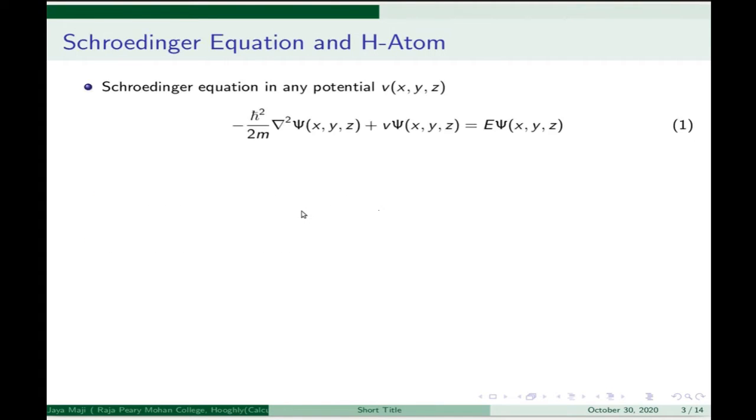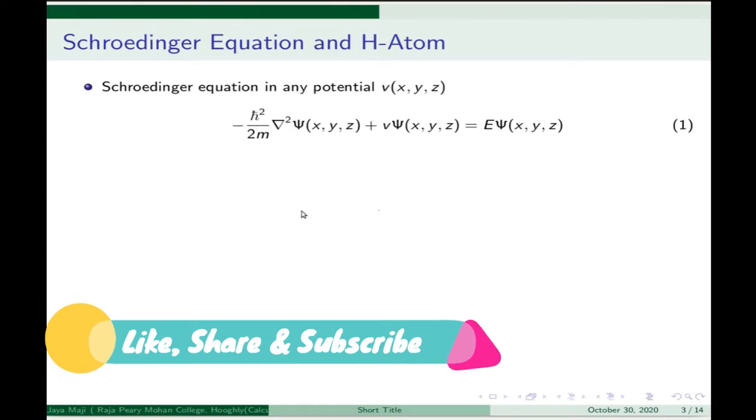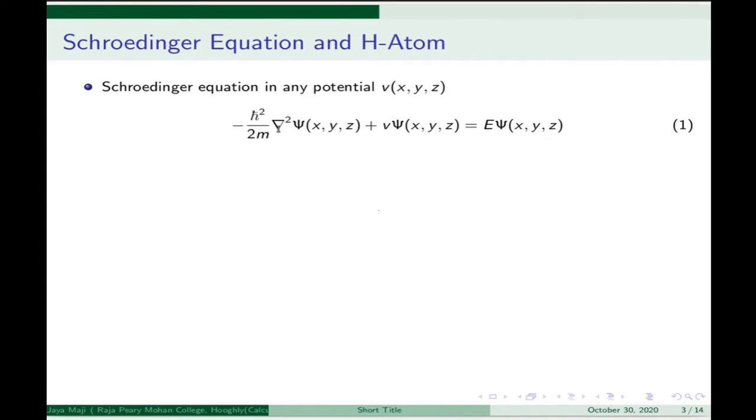Quantum mechanical study of any system is governed by the Schrödinger equation, which describes the motion of a particle with mass m in a potential V. So here in this equation the first term is associated with the kinetic energy of the system or the particle, and the second term is the potential energy of the system, and on the right hand side E denotes the total energy of the system.